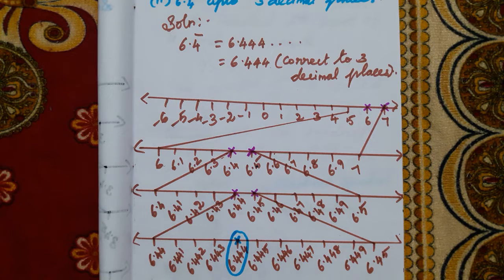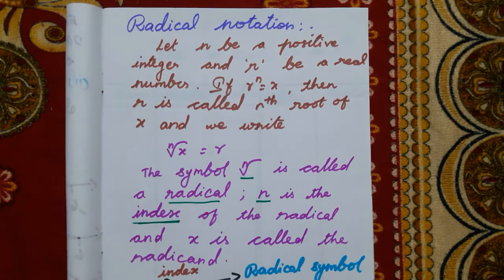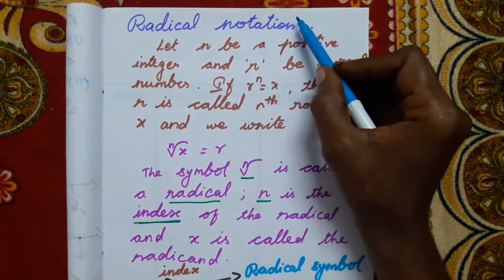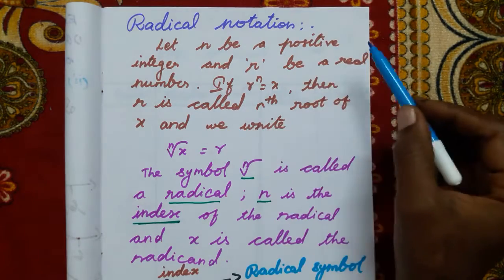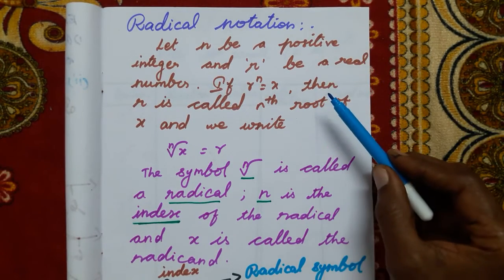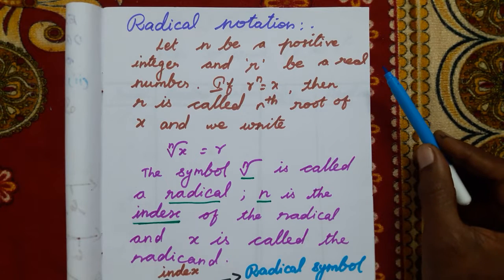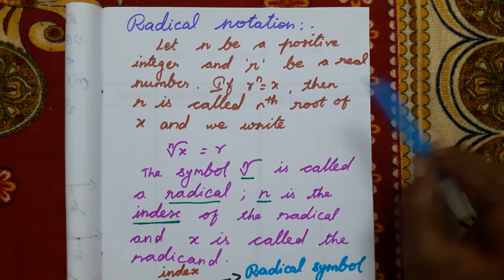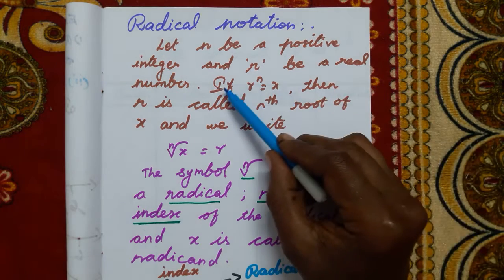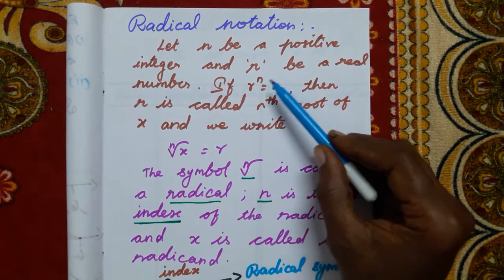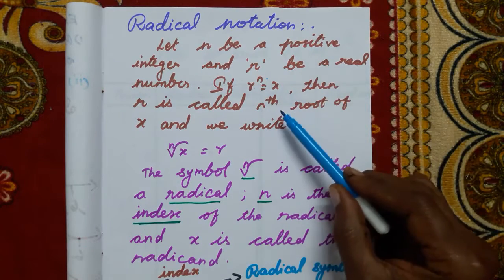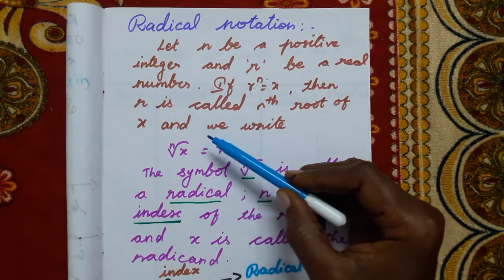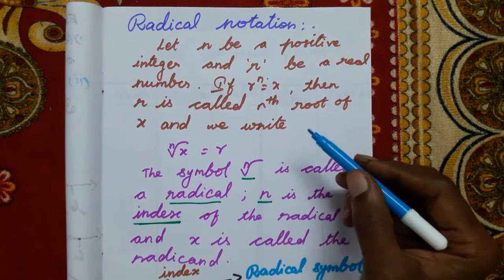Okay. Now I am going to teach the continuation. Next portion I am going to teach. Radical notation. First, n be a positive integer, and r be a real number, positive or negative. If r power n is equal to x, then r is called the nth root of x.